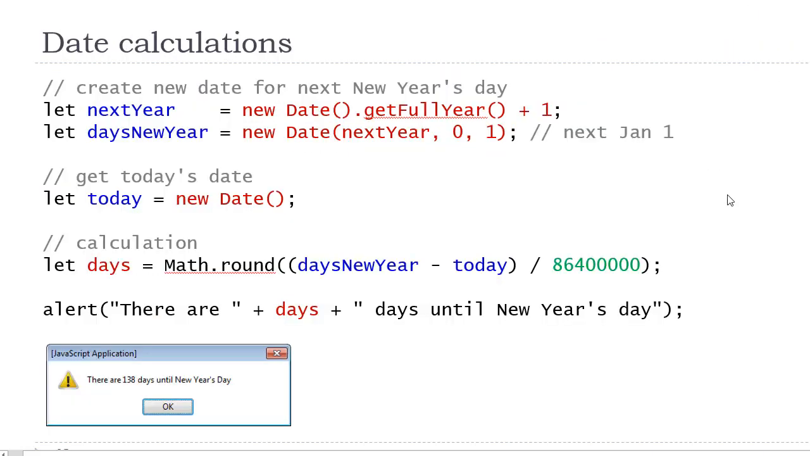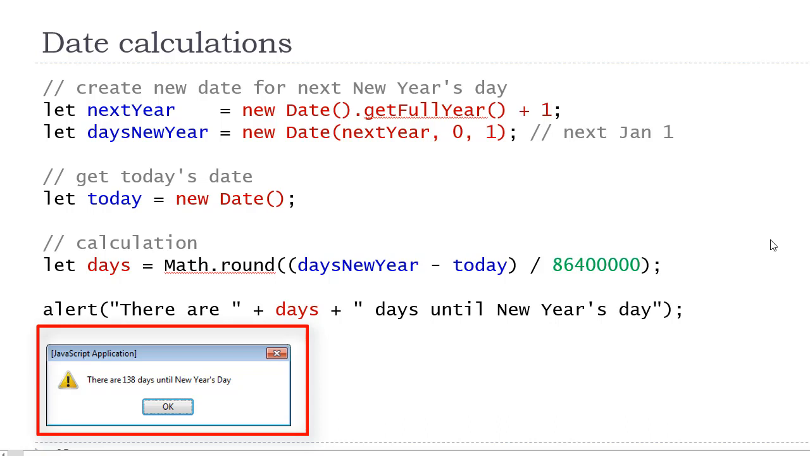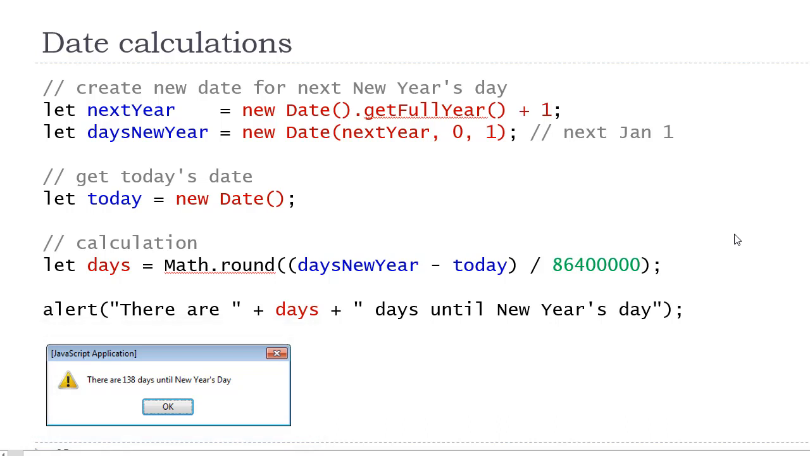Let's look at a date calculation example. I'm going to create a countdown until New Year's Day based on when I created this countdown. And the screenshot displays 138 days, which was based on the day that I created this screenshot. All right, so we have two variables here, next year and days new year. So next year is going to be 2023 because we need that in our calculation.